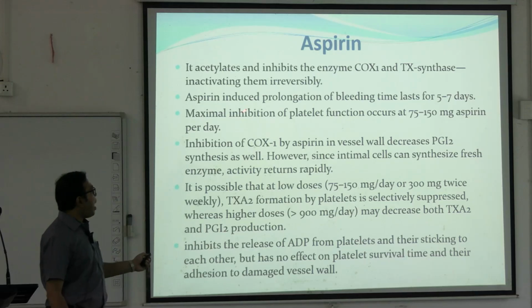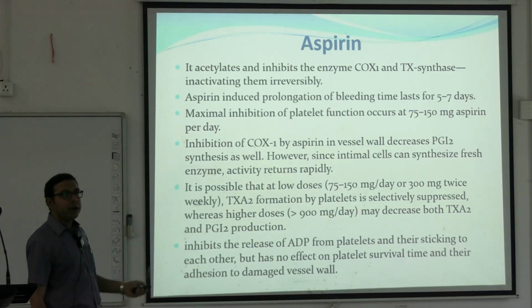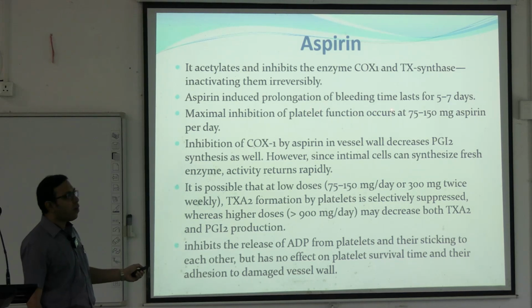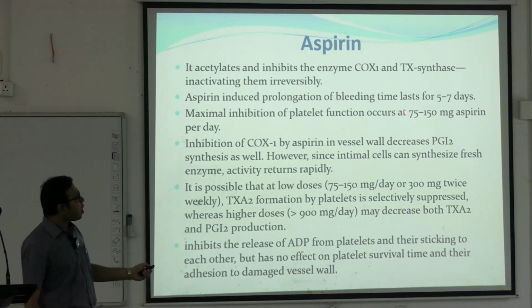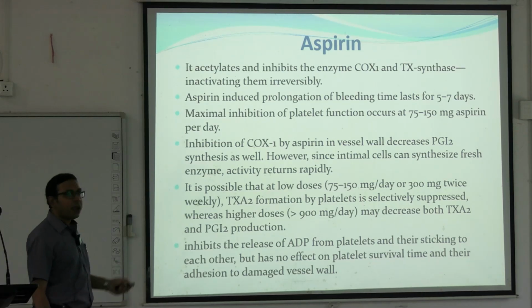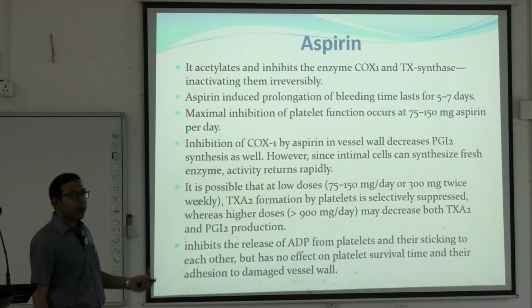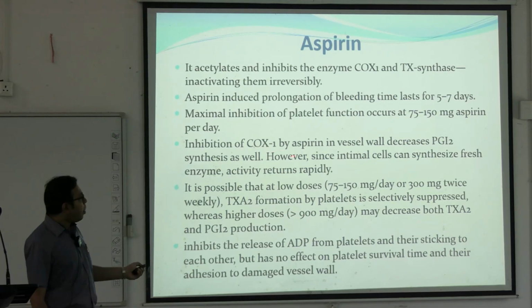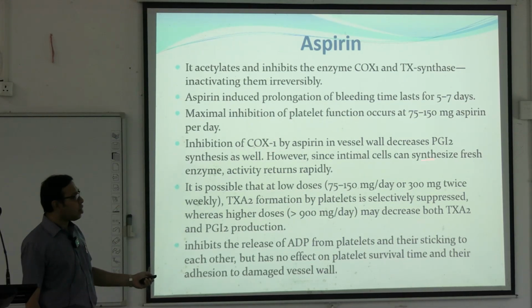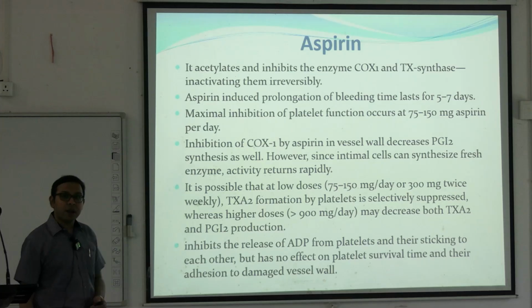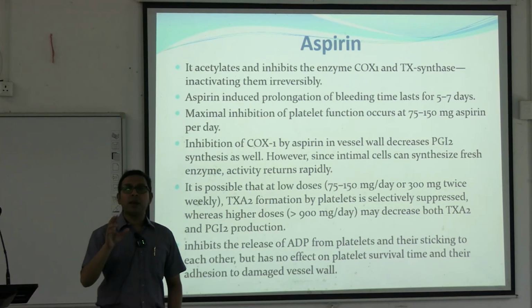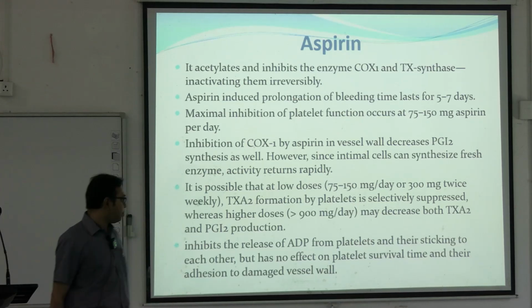You can see aspirin-induced prolongation of the bleeding time lasts for 5 to 7 days. Maximal inhibition of platelet function occurs at the low dose, which is 75 to 150 milligram per day. Inhibition of cyclooxygenase 1 by aspirin in the vessel wall also decreases prostacyclin I2 synthesis. However, since intimal cells can synthesize fresh enzyme, activity returns rapidly, and at the low dose usually the blockade of prostacyclin I2 synthesis will not happen.